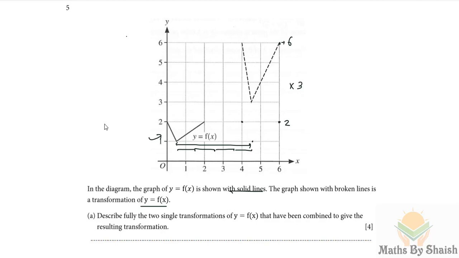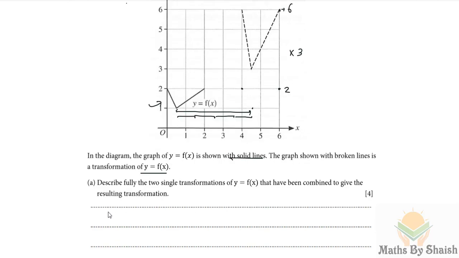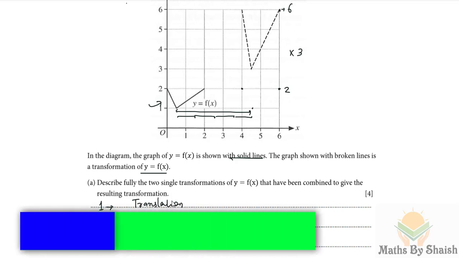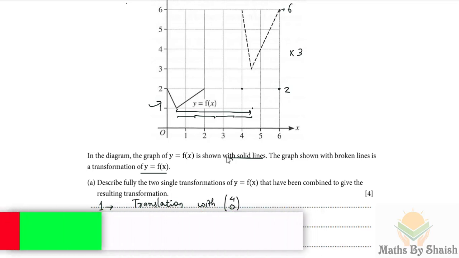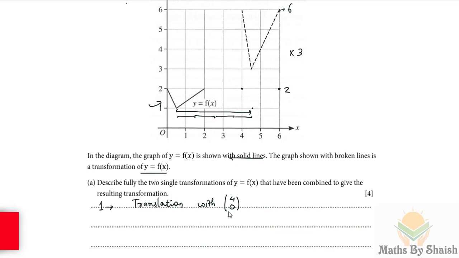First one is translation, so we'll write it. Translation, and if we write it like this, with a vector, then it is going to give full information. Translation with vector (4, 0). (4, 0) means 4 horizontally and vertically no translation.